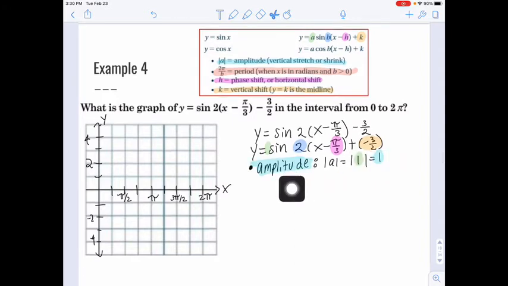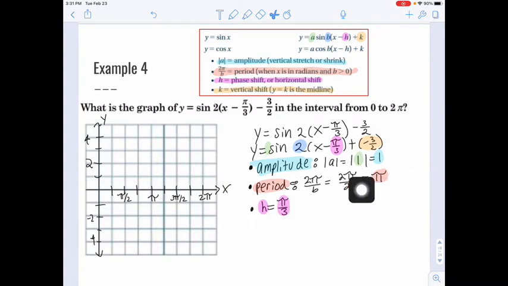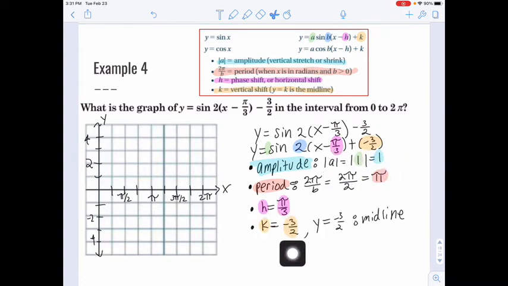Now we can identify the amplitude, absolute value of a. There's nothing in front of sine, so our a is going to be positive 1. Absolute value of 1 is 1, so the amplitude here is going to be 1. Using the formula for period, we have 2 pi divided by b. In our equation, we have a b of 2, so 2 pi divided by 2 gives us pi. We can identify h as pi over 3 and k as negative 3 over 2. This tells us that y equals negative 3 over 2 is going to be our midline.